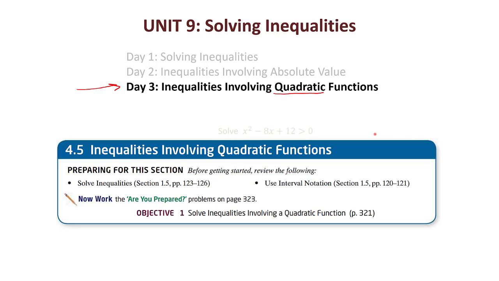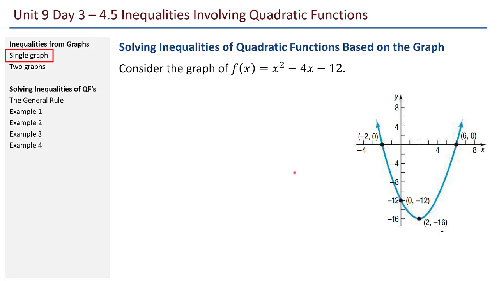Here's a quick example of the kind of thing that we'll look at. We have a quadratic, x squared minus 8x plus 12, and we want to know when is that greater than 0. This is section 4.5 from the book, and this section has one objective, so that's what we will study: solving inequalities of quadratic functions based on the graph.